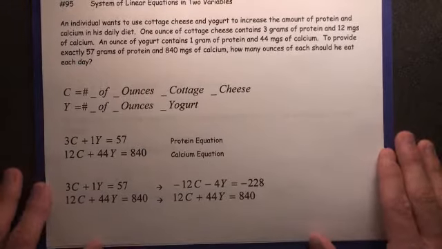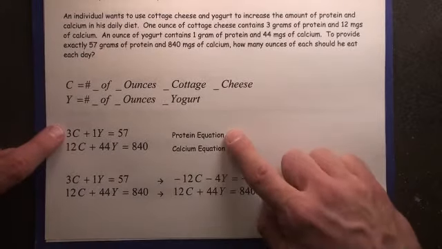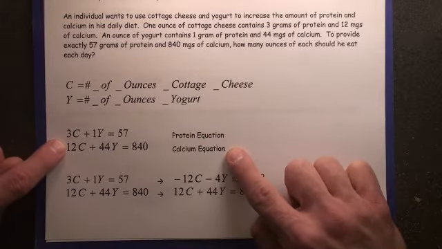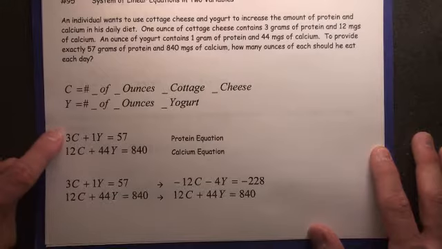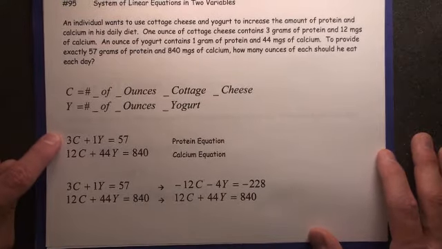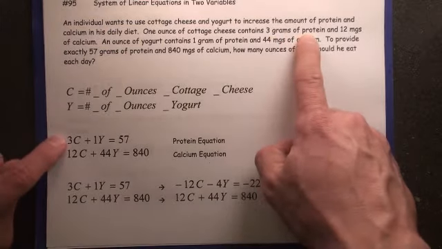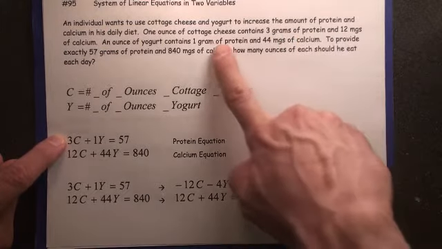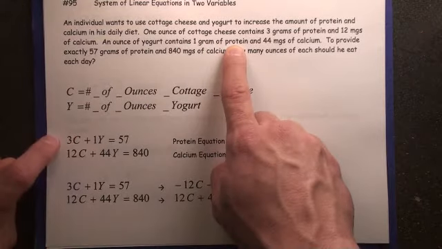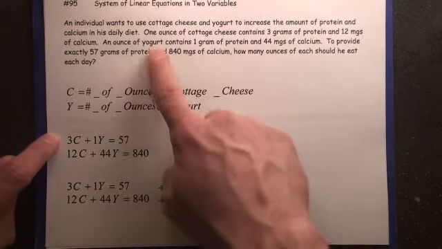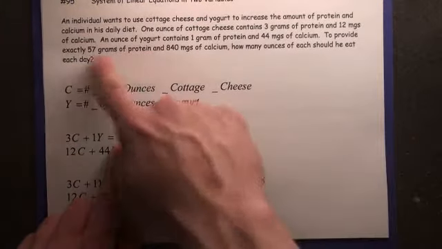This gives us two situations. One of them is the amount of protein. We'll call it the protein equation. And then we have the calcium equation. So we're going to multiply 3 times the ounces of cottage cheese to get a certain amount of protein, because you have 3 grams of protein. So 3 times C. And then 1 times Y. There's only 1 gram of protein in the yogurt. All right. So the goal is 57 for protein.